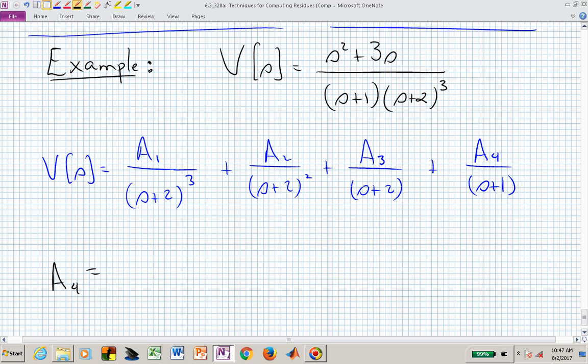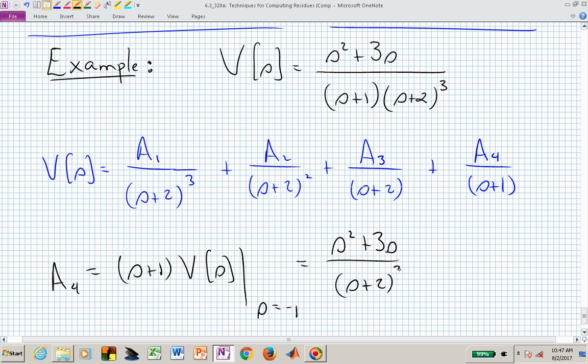That's a distinct pole. A sub 4 now is s plus 1 times v of s evaluated at the value of s that causes that factor underneath a sub 4 to vanish, which is s equal to minus 1, or we now have s squared plus 3s over s plus 2 cubed evaluated at s equal to minus 1. If we plug in minus 1 to that equation, we end up with actually minus 2.